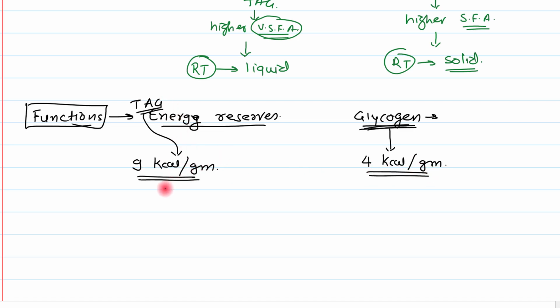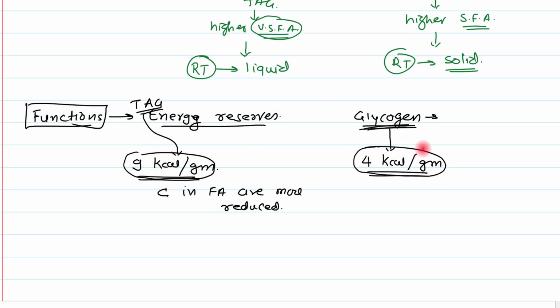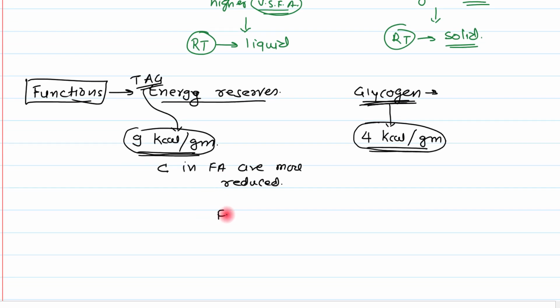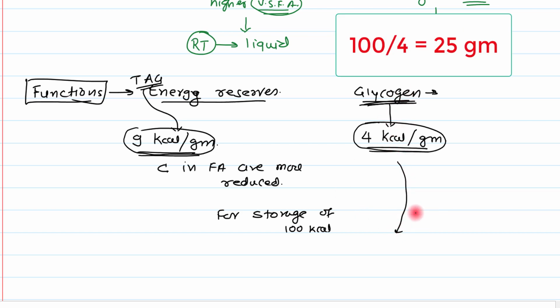The reason is that the carbons in fatty acids are more reduced in nature, so they release more energy once they are oxidized, whereas in glycogen they are less reduced, so they release less energy. Suppose you think about the scenario of storing 100 kilocalorie of energy. How much glycogen is required? The math is simple. You require 25 gram of glycogen, right?